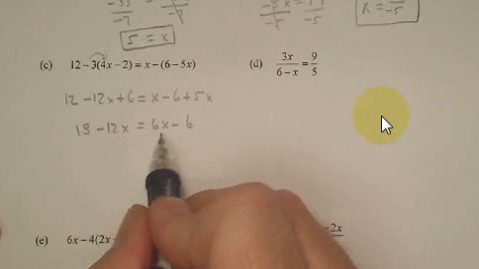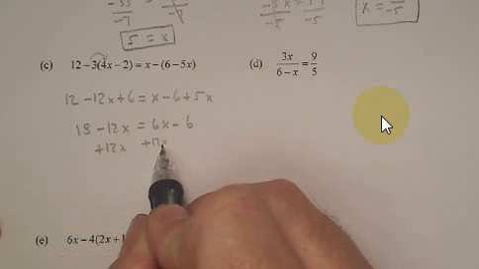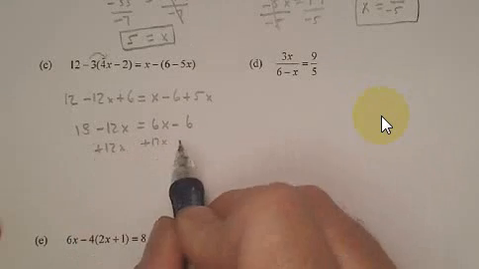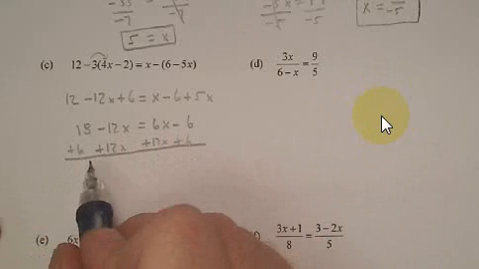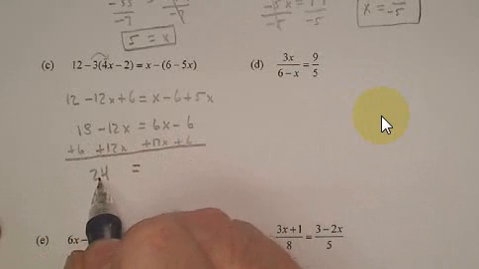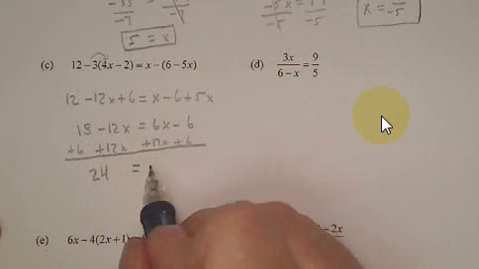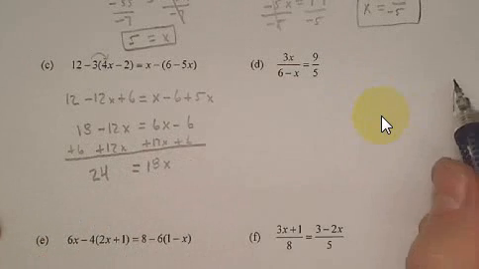So I'm going to move this 12x over to this side by adding 12x. And I'm going to move this minus 6 over to this side by adding 6. Kind of doing two steps at once just to save some space on your paper. That leaves 24 from 18 plus 6. And I see 18x. Barely read my writing there.